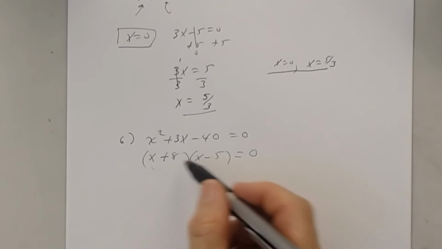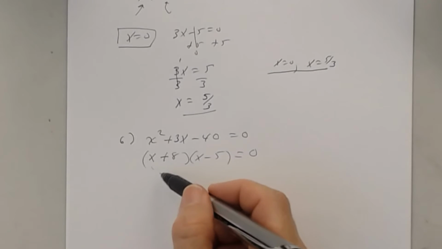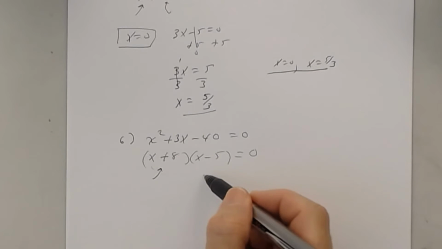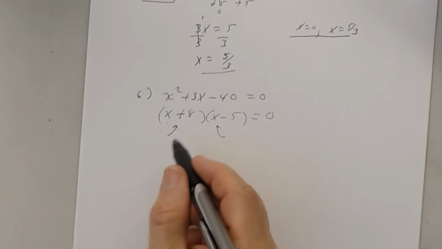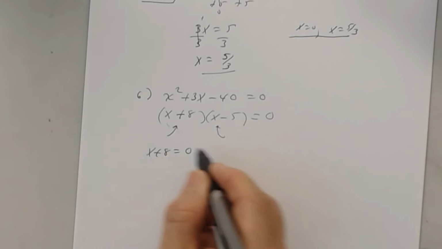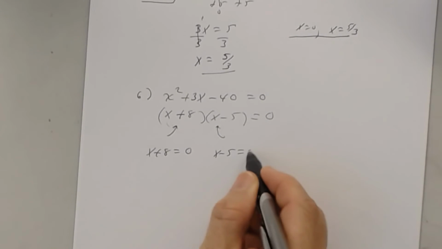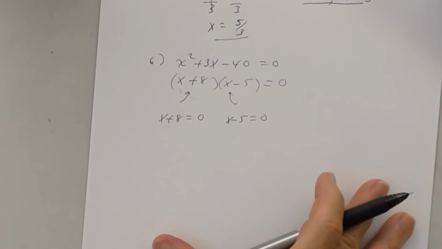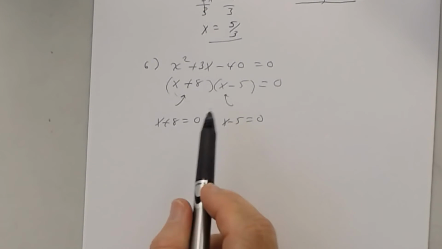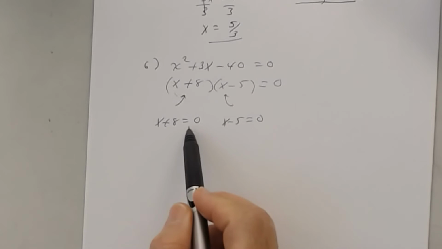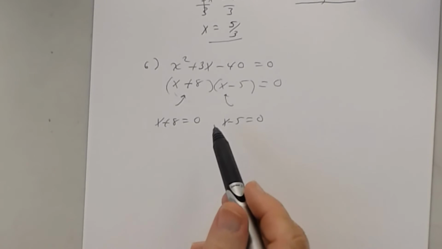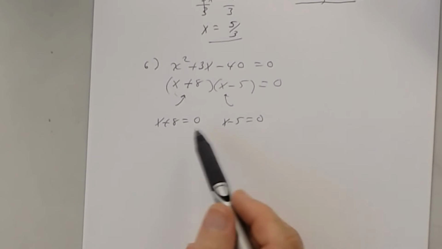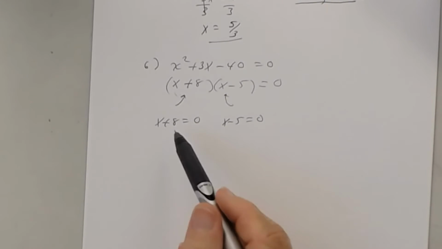So I have a product that is 0. So how many factors do I see here? 2. x plus 8, and the other one's x minus 5. So in order to get a product of 0, x plus 8 has to equal 0, or x minus 5 has to equal 0. So again, notice I went from a quadratic equation to 2 linear. And for us, it will be 2 linear. In a future course, you could easily have an equation that ends up with something other than linear.